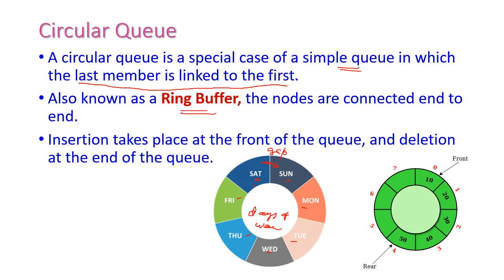This is otherwise called a ring buffer. The nodes are connected end to end. Hence, it is called a ring buffer. Here, the insertion takes place at the front of the queue and deletion at the end of the queue. Like the normal linear queue, the insertion and deletion operations are the same here. See, this is front. Insertion will take place at front and deletion will take place at the rear side.